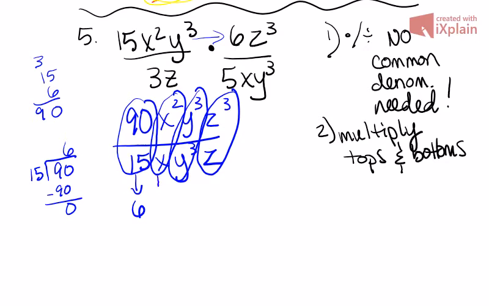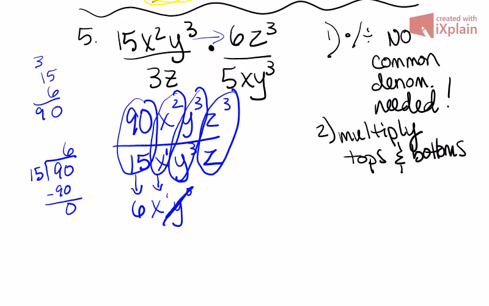X squared divided by x. When we divide exponents, we subtract them. Okay, when we divide two things with exponents, we subtract their exponents. So x squared on top, x to the first on the bottom. 2 minus 1 is just x, or x to the first. Y cubed over y cubed is y to the 0 because of 3 minus 3.